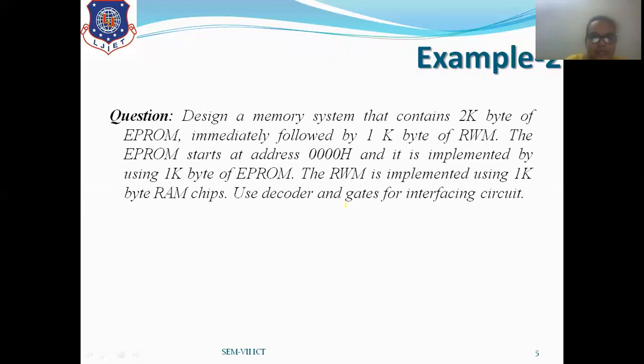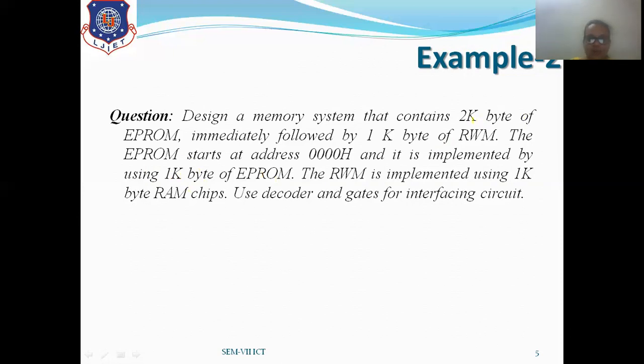Now moving on, we are going to study example 2. What does example 2 say? Design a memory system that connects 2 KB of ROM, immediately followed by 1 KB of RAM. So 2 KB of ROM is connected, and after the ROM is completed, from the next location the RAM will be started, which is of 1 KB. Now the ROM starts at the initial address, which is 000H, and it is implemented using 1 KB chips. The chip size given is 1 KB, and we need to implement 2 KB.